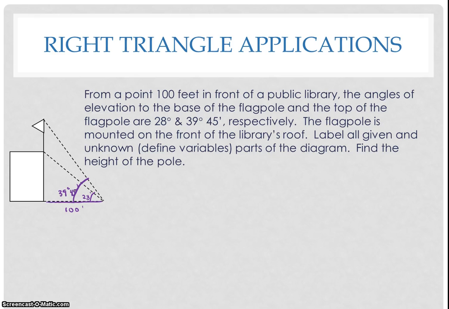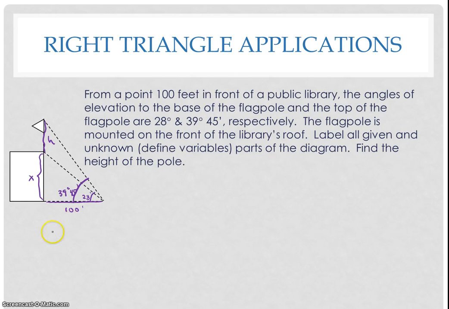The flagpole is mounted on the front of the library's roof. Label all the unknown defined variables parts of the diagram, and we're going to find the height of the pole. So we ultimately want to find this height here, which we're going to call h for the height of the pole, but our other unknown is how tall is the library, which we're going to call x.